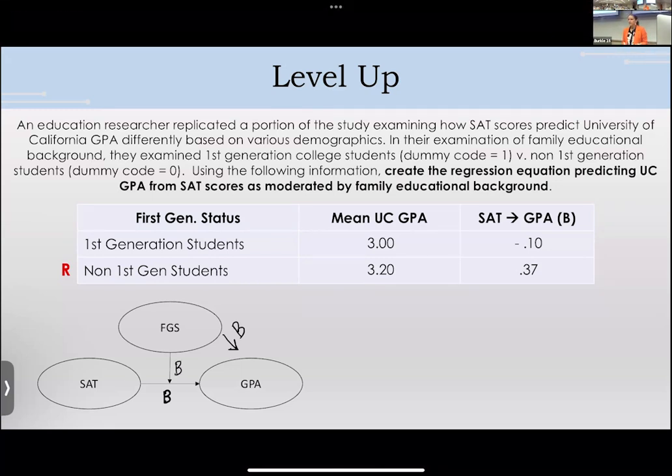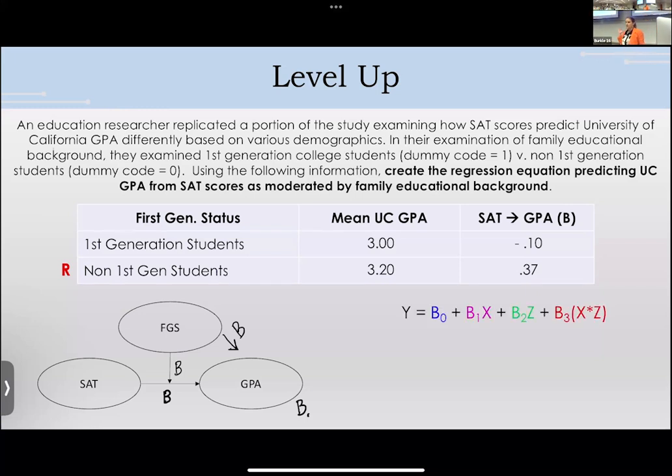Now, how many levels of our categorical do we have? 2. So do we need 2 dummy coding terms? No, this one's a little easier. We only need 1, right? So we're gonna have an intercept, which is average GPA. So how many terms is this equation gonna have? You can count 4, right?